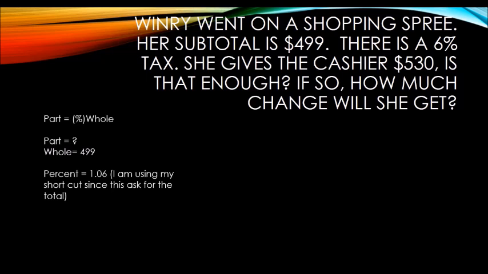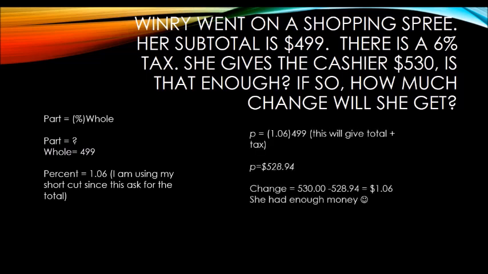I'm using my shortcut to go directly to the total because the question didn't ask about tax. If the question asked me how much tax she was going to pay, then I wouldn't multiply by 1.06 here. I would just multiply by 0.06. Again, 1 and 6 hundredths takes us directly to her total this time.